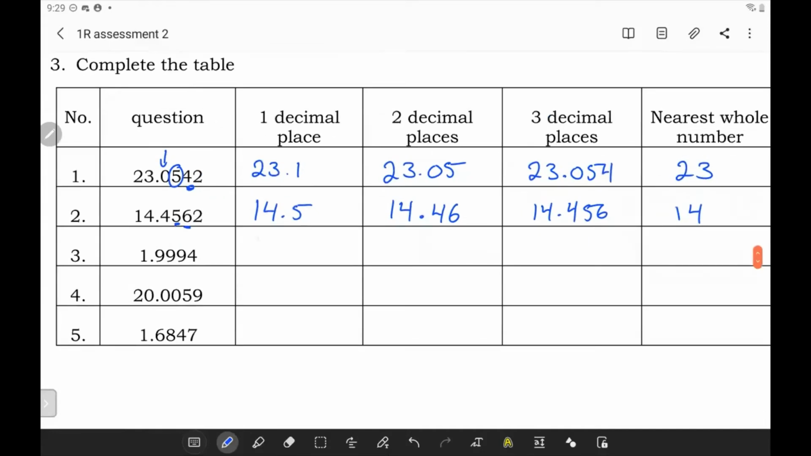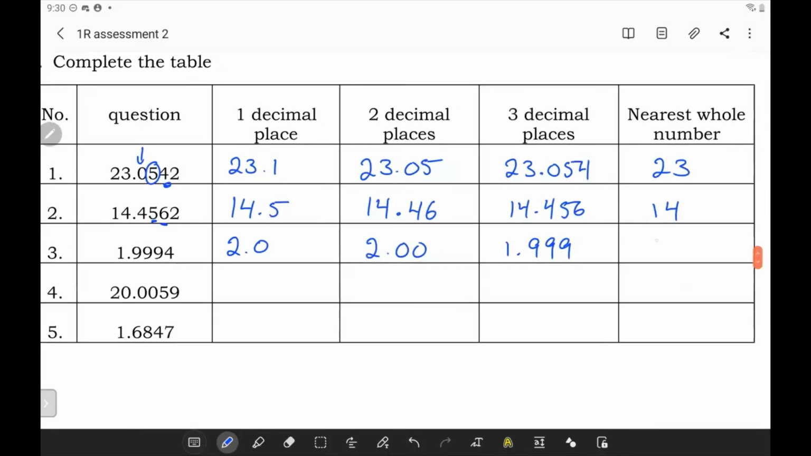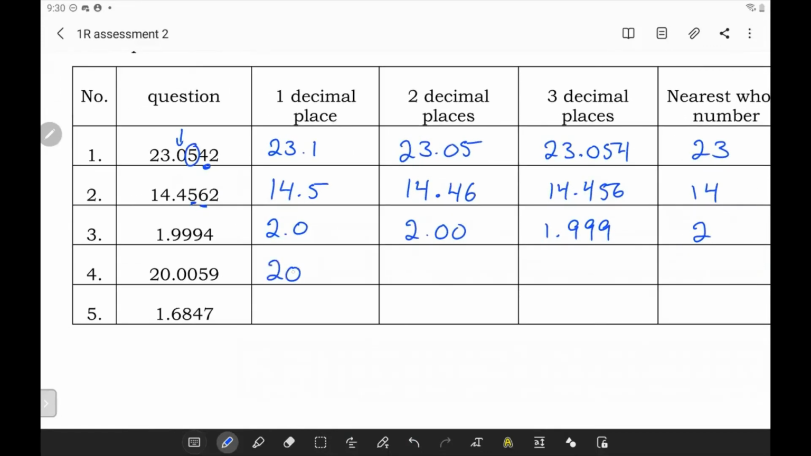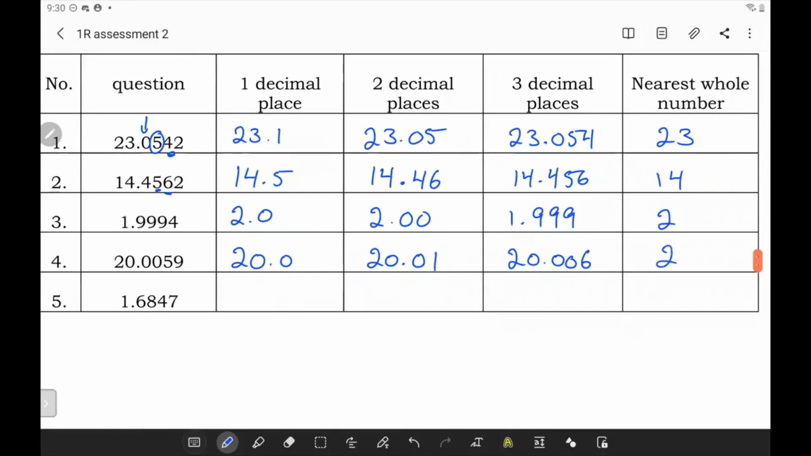So the 1 decimal place, this is 2.0. The 2 decimal places, this is 2.00 because remember we added 1 to the 9 and that 1 carries on. And we need 2 decimal places, so that's why I'm writing 2 zeros. The 3 decimal place is 1.999 and to the nearest whole number is just 2. So one decimal place we have 20.0. The two decimal places we have 20.01. The three decimal places we have 20.006. And the nearest whole number we have 20.